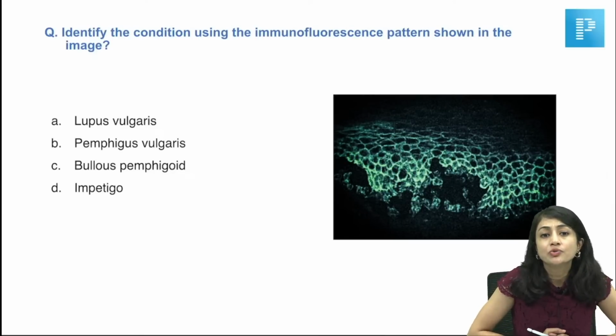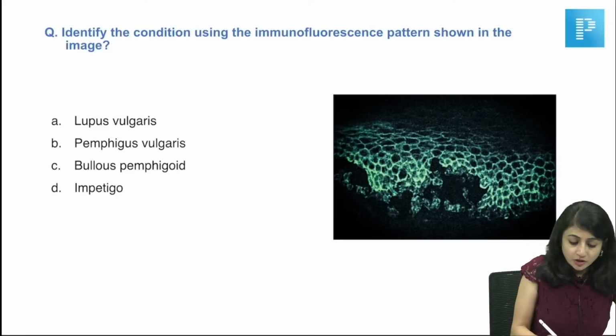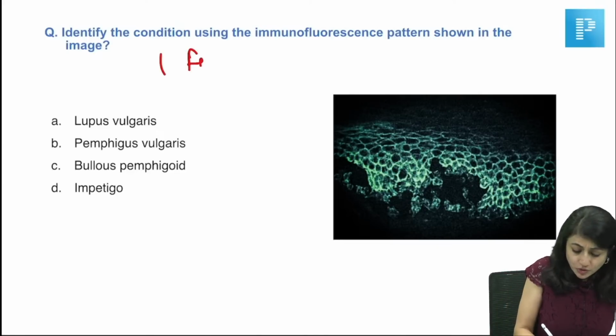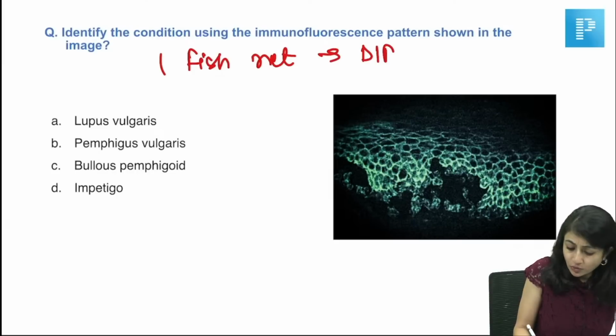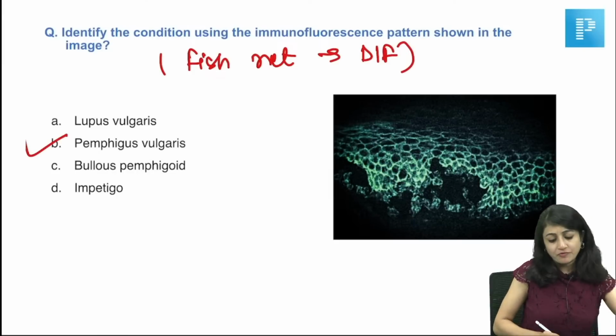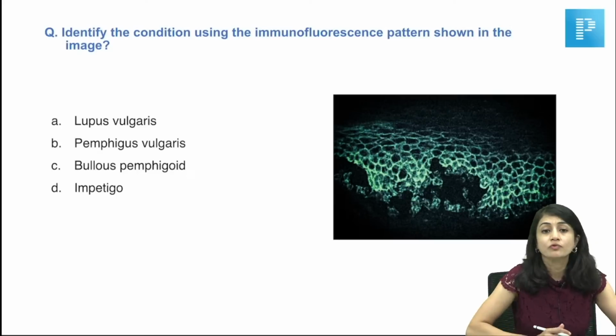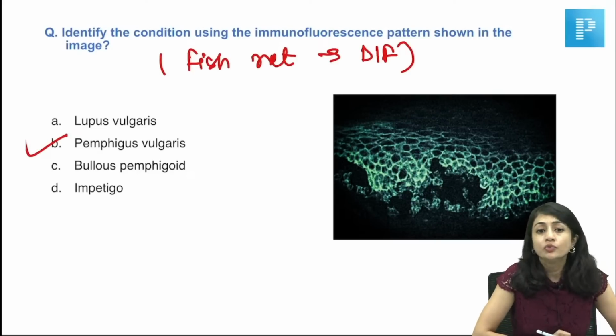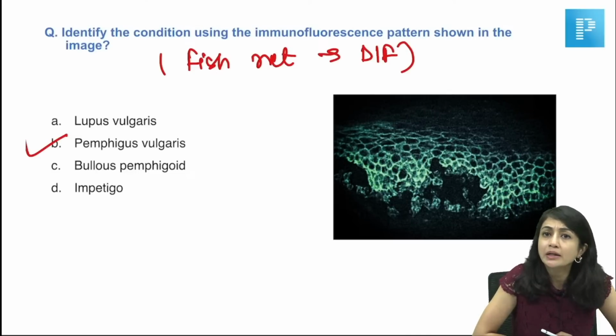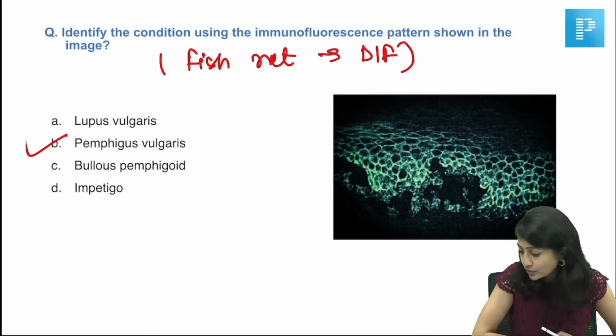Identify the condition using the immunofluorescence pattern. So very direct question. What do you see here? You see fishnet pattern on DIF and we very well know that fishnet pattern is seen with Pemphigus vulgaris. So I hope there was no confusion in this one at least. You were given a fishnet DIF pattern and the diagnosis was Pemphigus vulgaris.